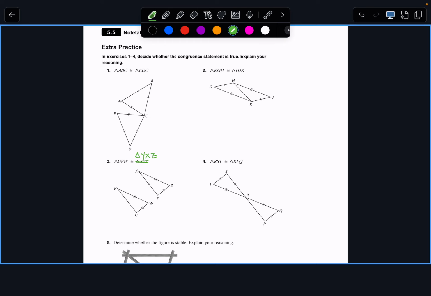Wait, so this one is. This one has a vertical. What do you mean? Which one is side? This one has a vertical. So it's the AS. Yeah, you could, but does that count? I don't know what number one.